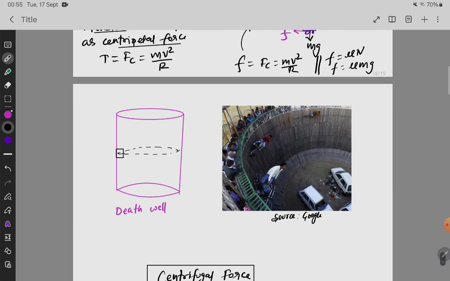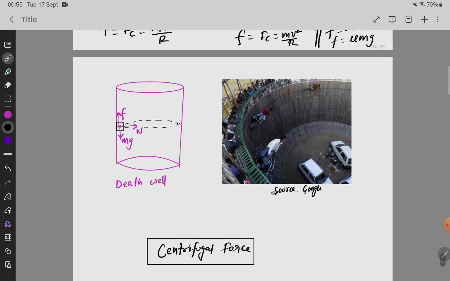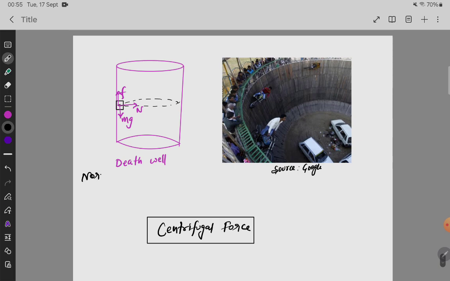Okay, next. Here I have taken one example of this death well. I hope you have seen it like this. So here what is happening? Here this bicycle, so here there is a contact. So here I am drawing the contact force. So this is the contact force, normal. Here it will be mg. Here in this direction will be friction.